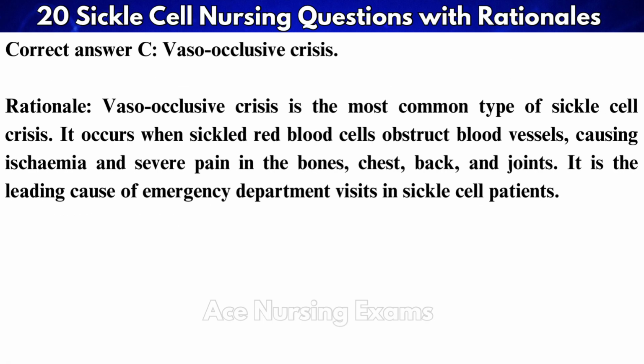Vaso-occlusive crisis. Vaso-occlusive crisis is the most common type of sickle cell crisis. It occurs when sickled red blood cells obstruct blood vessels, causing ischemia and severe pain in the bones, chest, back, and extremities. It is the leading cause of emergency department visits in sickle cell patients.